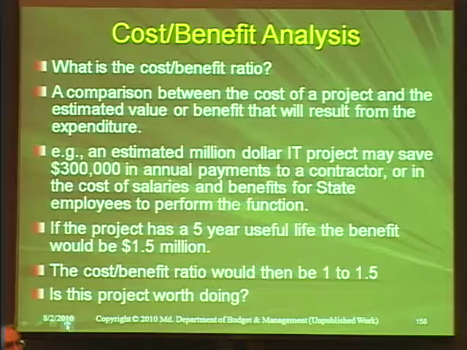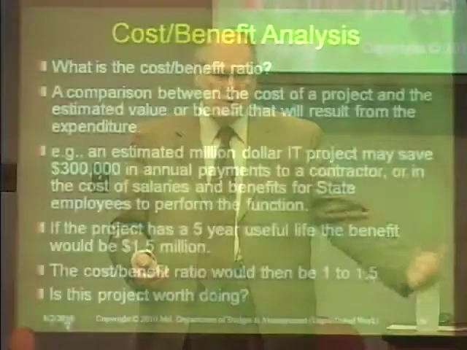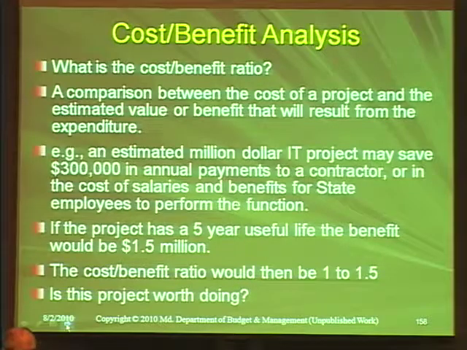$300,000 a year. And then, before we decide whether this makes sense, we have to say, what's the useful life of this IT project? How long will it last before we have to do it again or have to do something else? And if we project a 5-year useful life, so $1 million expenditure, $300,000 a year savings, times 5 years, $1.5 million projected savings for a projected $1 million expenditure, and you would have a cost-benefit ratio of 1 to 1.5. 1 for the cost, 1.5 for the benefit. So the basic question, if you have a 1 to 1.5 ratio from your estimate, is it worth doing?